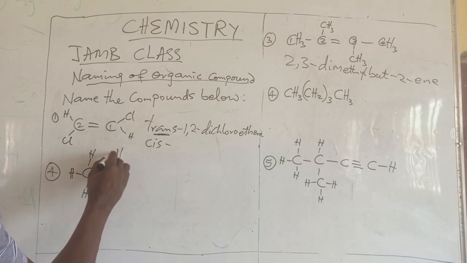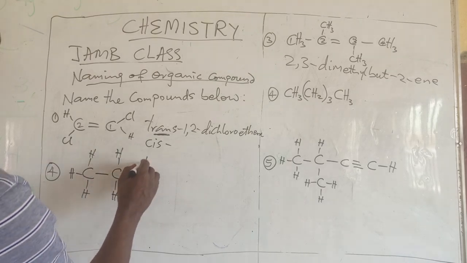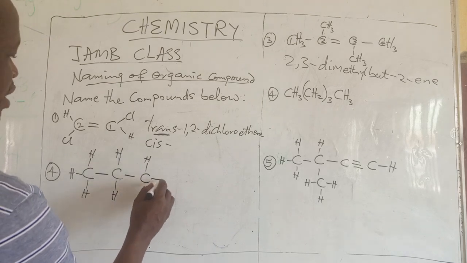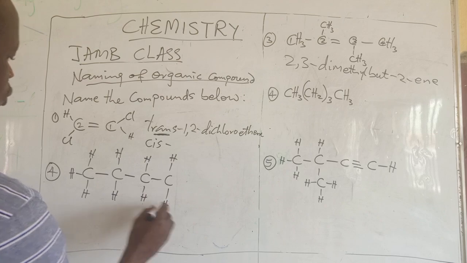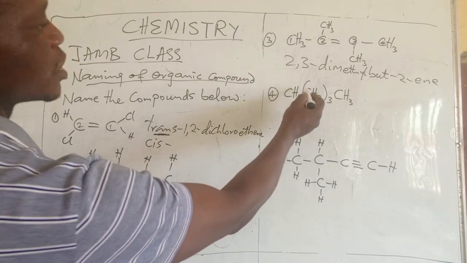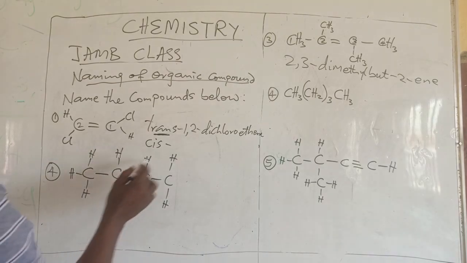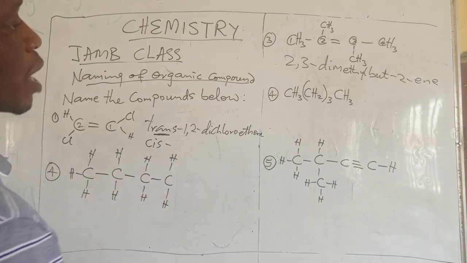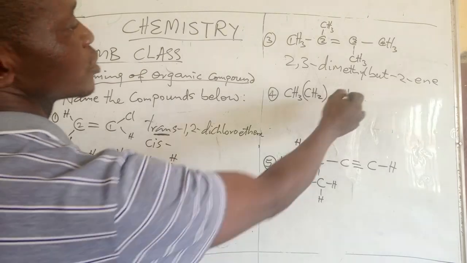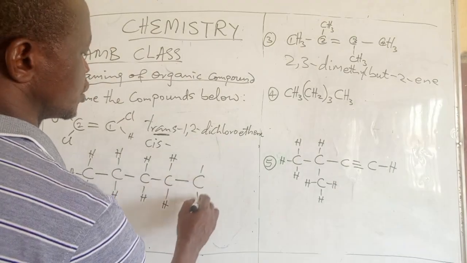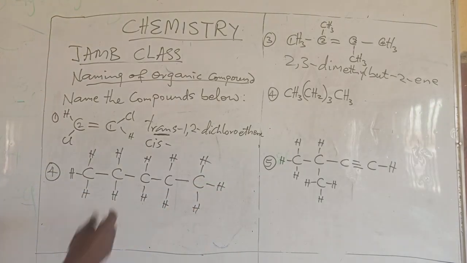CH2. That's 1. Another 1. They said how many? 3. Another 1. So CH3, which is this one, CH2, the first one, the second one, the third one. Are you okay? Now connect that to the last one, CH3. So this is the compound, and they ask you to name.